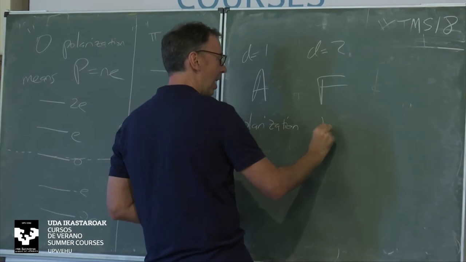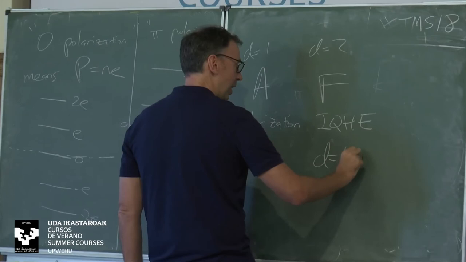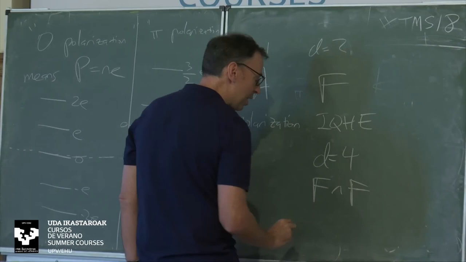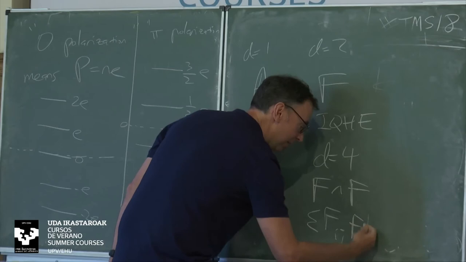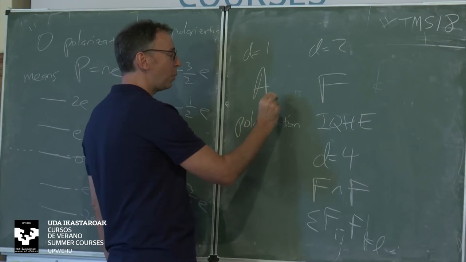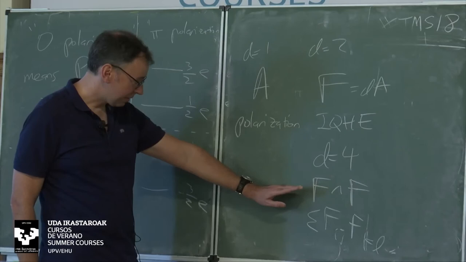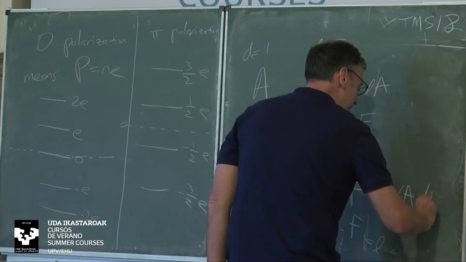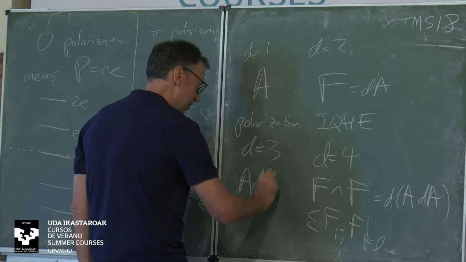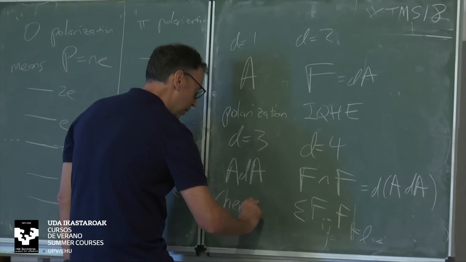Well, I told you that in d equal to 4, there's also an IQHE, and it turns out that that's related to F wedge F, or in other words, epsilon F_ij F_kl, which a mathematician would call the second Chern form. And the same way that F is equal to dA, there's an object whose exterior derivative is F wedge F. This is d of A dA. In d equal to 3, there might be something interesting related to polarization about A dA, which mathematicians call the Chern-Simons form.